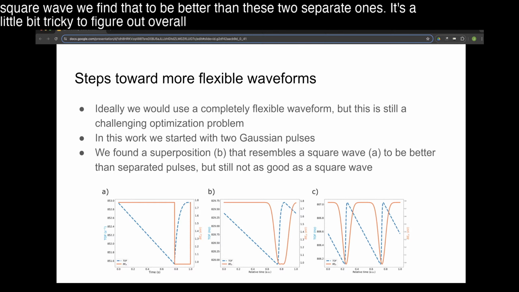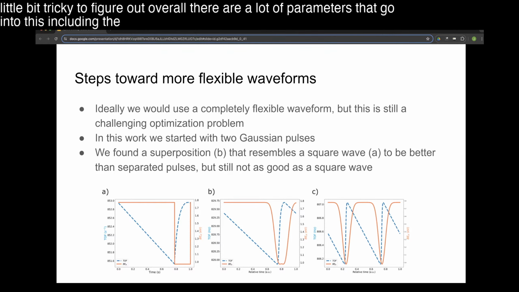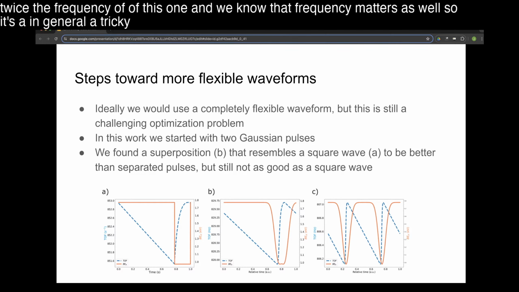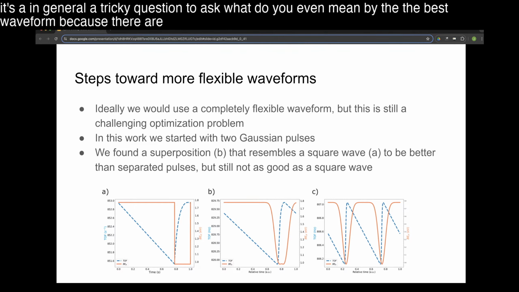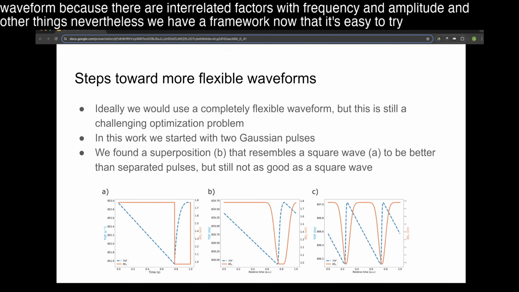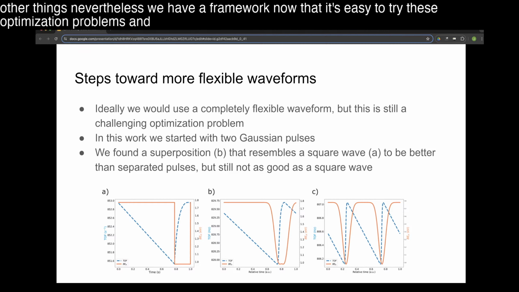There are a lot of parameters that go into this, including the amplitude. And this double pulse here has twice the frequency of this one, and we know that frequency matters as well. So it's in general a tricky question to ask, what do you even mean by the best waveform, because there are interrelated factors with frequency and amplitude and other things. Nevertheless, we have a framework now that it's easy to try these optimization problems and start exploring multiple different parameters.